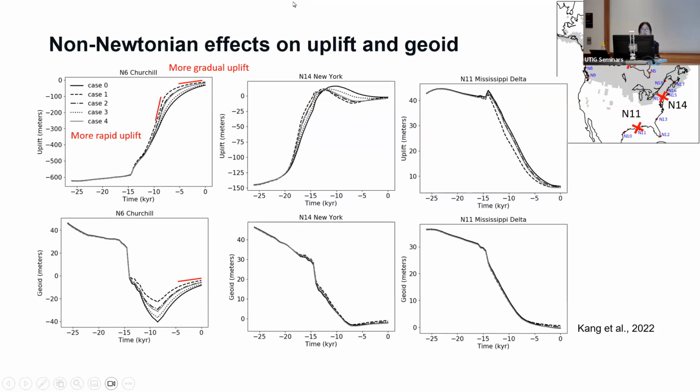So this is the non-Newtonian effect on the uplift and the geoid. I want to point out, for example, around Hudson Bay here, there is a more rapid uplift that occurred when the ice melted rapidly. And then when the ice melt process is done, it is followed by a more gradual uplift.